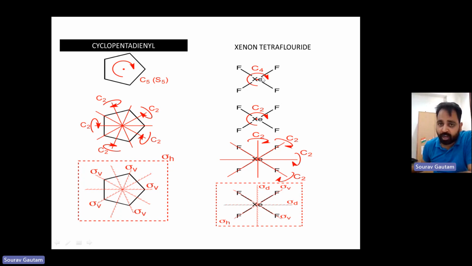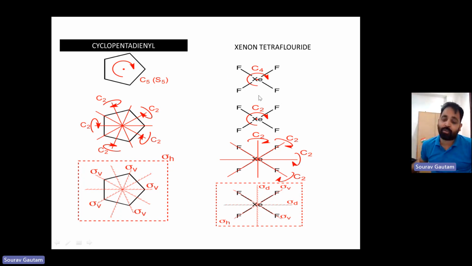And if we rotate about the z-axis through an angle of 90 degrees, 90 degrees, 90 degrees and 90 degrees, four rotations give us an equivalent configuration. So the principal axis is C4.